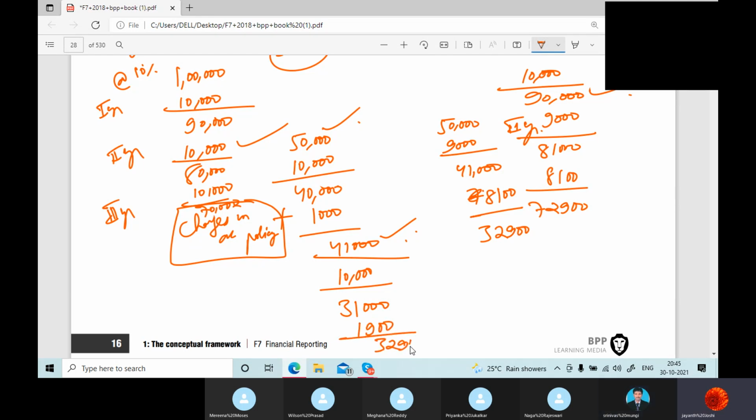To make it 32,900. That means giving a retrospective effect is nothing but ensuring that you change the values to those values which would have been if you had used the diminishing balance method since the beginning. That is what retrospective effect is. It means the values you got because of the straight line method, you should change them in such a way as if you had used the diminishing balance method since the beginning.